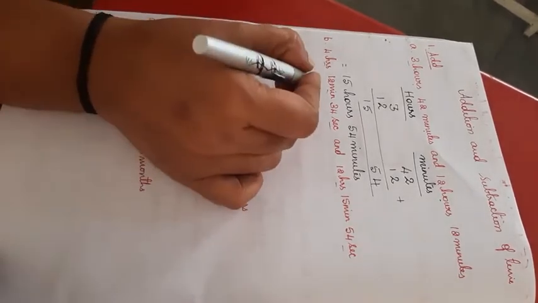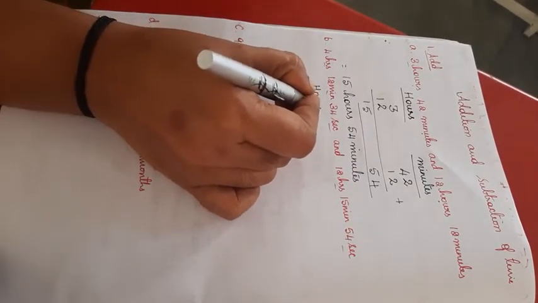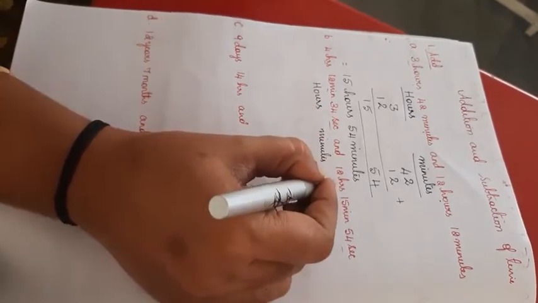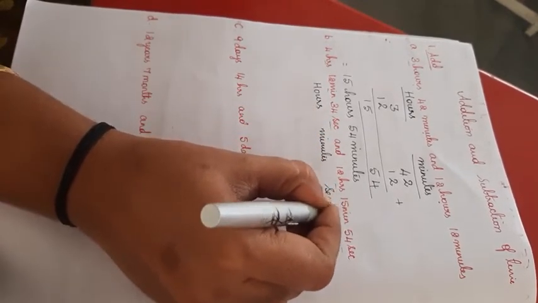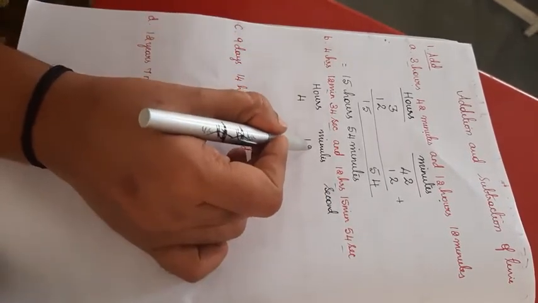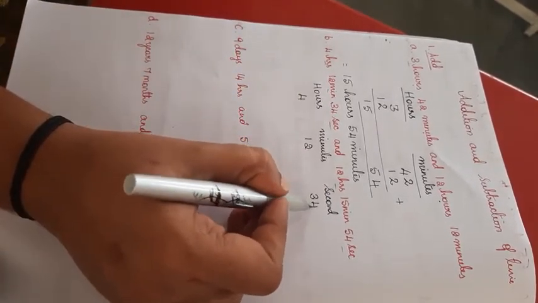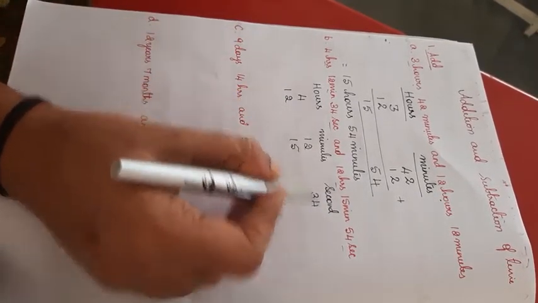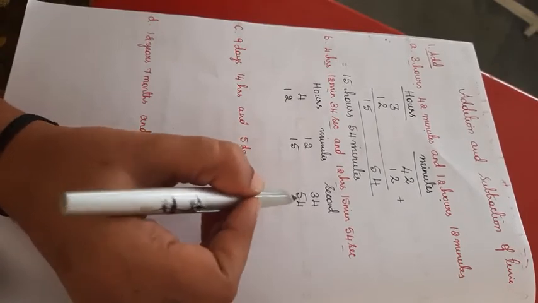Now see here, hours, minutes, seconds are here. So what columns do I have to put? First hours, then minutes, then seconds. So how many hours is here? 4 hours, 12 minutes, 34 seconds. Then 12 hours, 15 minutes, 54 seconds.